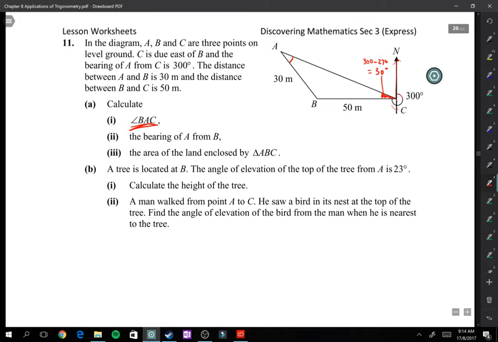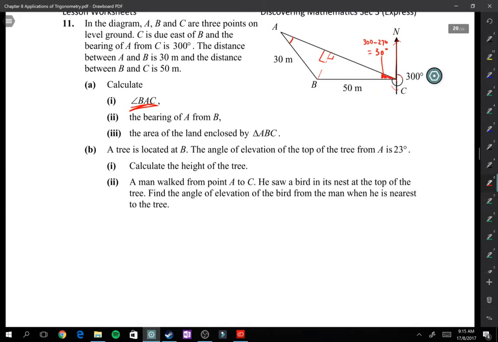And you can in fact cut this into two right angle triangles if you want to. If not, you can actually use the sine rule to find angle BAC as well. So I want to use the sine rule here.